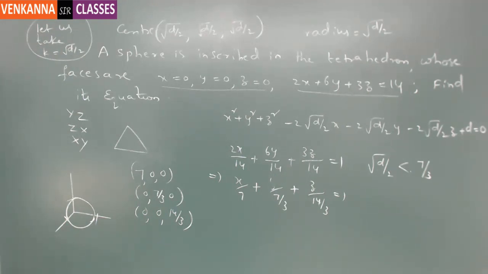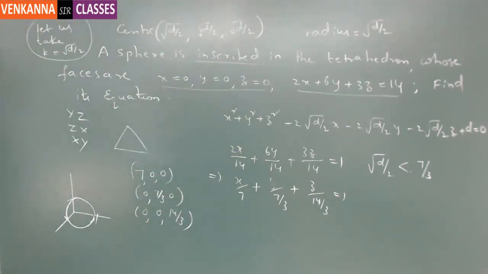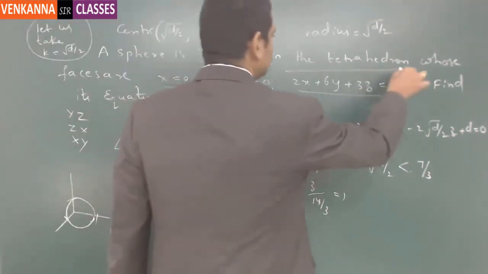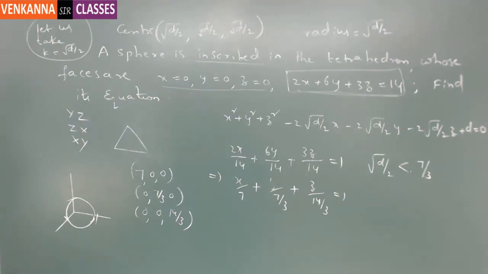Now, since the sphere is inscribed, it is touching the faces of the tetrahedron. So it will touch xy plane, yz plane, zx plane, and also this plane. So as and when a sphere touches a plane, what is the condition? Distance equal to radius. Agree? So let us apply the condition that distance is equal to radius here.